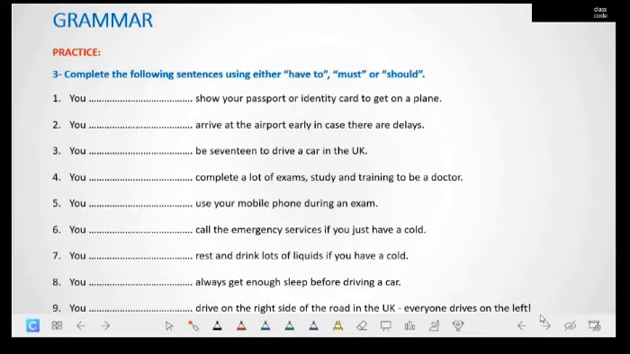All right. I'll give you 5 minutes for this activity. Complete the following sentences using either have to, must, or should. So 5 minutes for this activity. Fill in the blanks with either have to, must, or should.